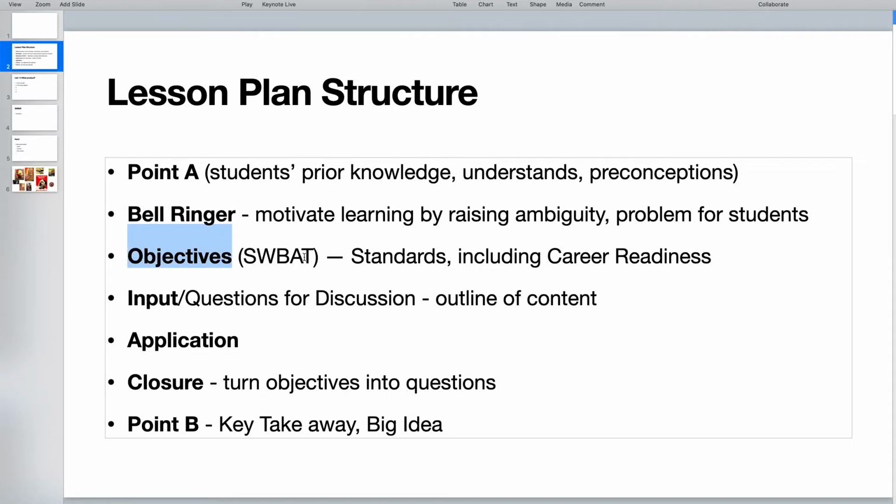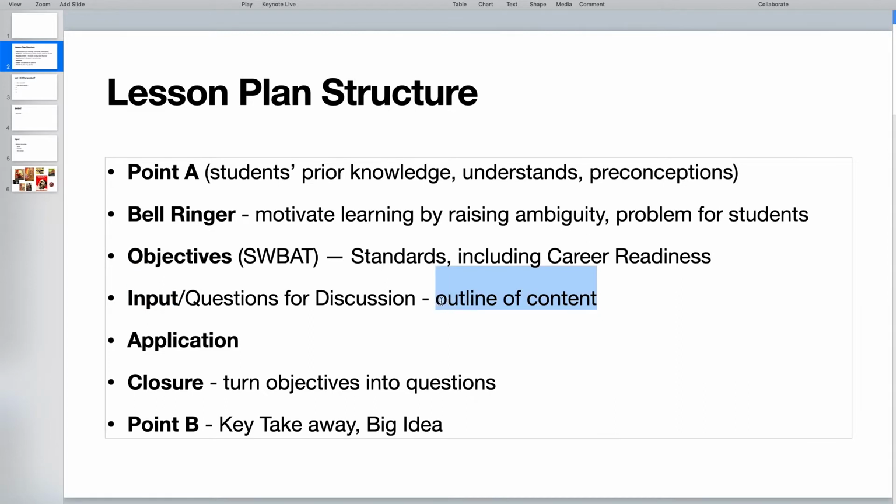Students will be able to, so you'll form your objectives in terms of what students will be able to do. That way you can turn those into a closure and find out whether you met those objectives. These will align with standards, including career readiness standards. Your input then will be what you'll do to reach your objectives. And this is an outline of the content.